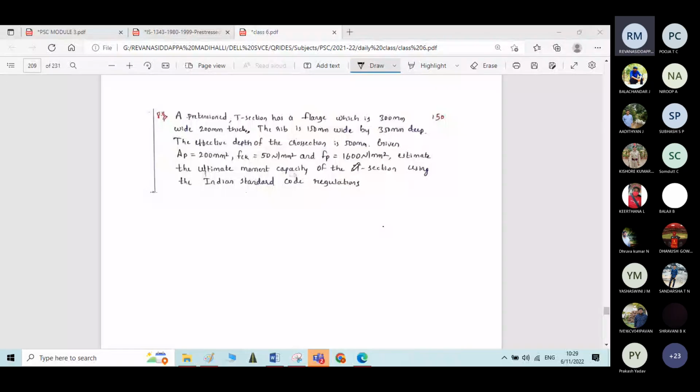We will solve this problem. Problem number 8. It is a problem on T section. A pretension T section has a flange which is 300 mm wide and 200 mm thick, and the rib is 150 mm wide by 350 mm deep. Solution.